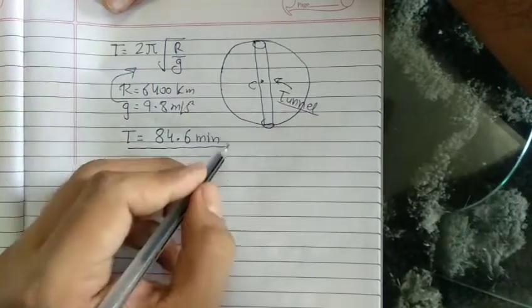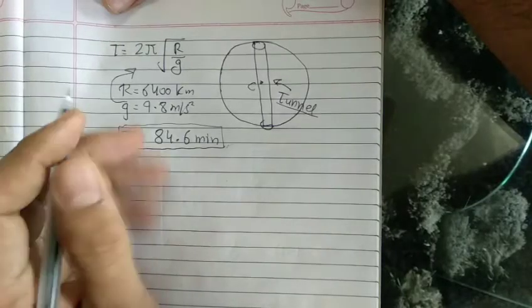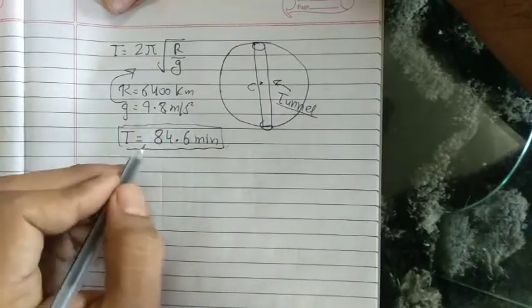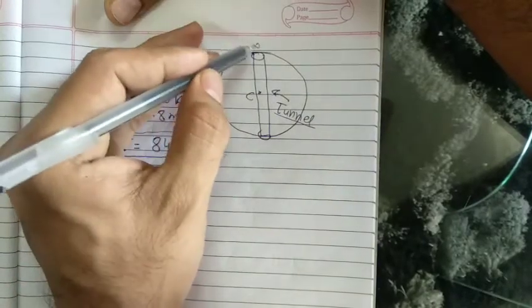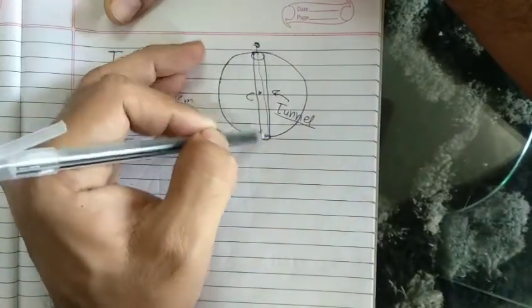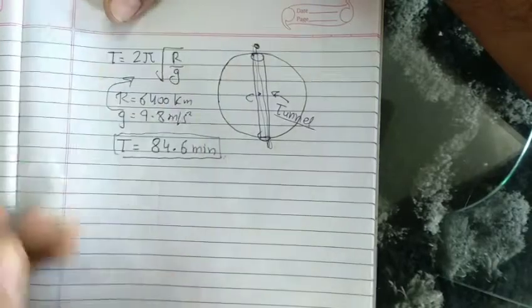Okay. So this time is less than 1.5 hours. Within this time, this body will complete its one oscillation. That is, it will start from the top, go down, and again come to the top.